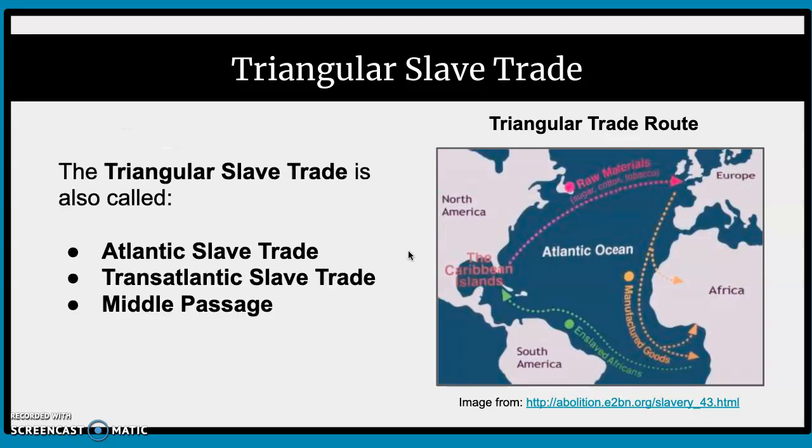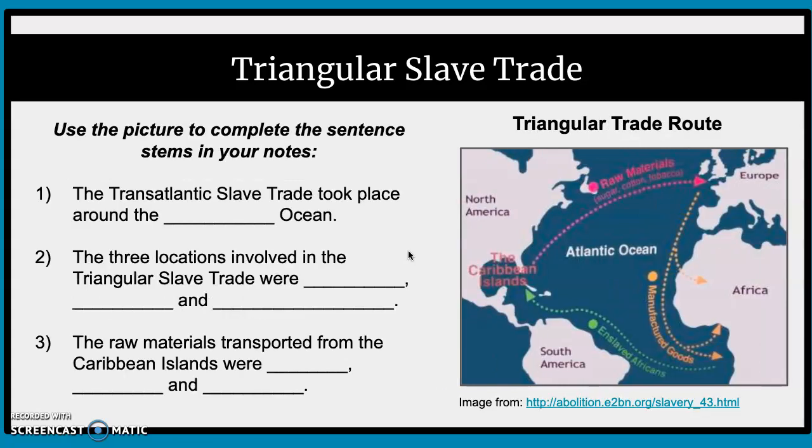The triangular slave trade is also called Atlantic slave trade, transatlantic slave trade, and middle passage. Use the picture to complete the sentence stem in your notes. 1. The transatlantic slave trade took place around the blank ocean. 2. The three locations involved in the triangular slave trade were blank, blank, and blank. 3. The raw materials transported from the Caribbean islands were blank, blank, and blank.